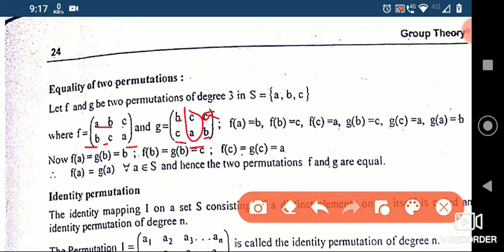Then these types of permutations are called equal. By this we can say f is equal to g, or f of a is equal to g of a for all a belonging to S, and hence the two permutations f and g are equal.